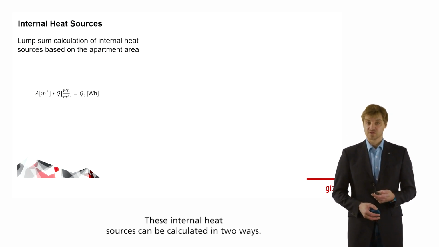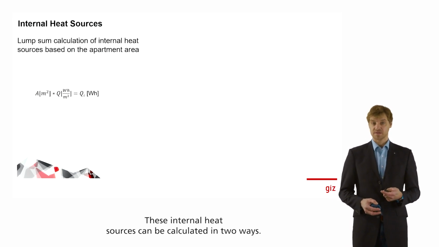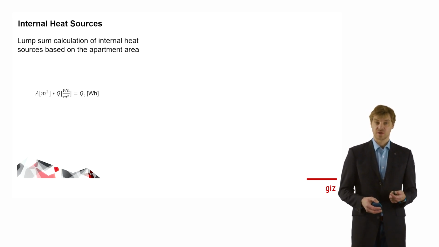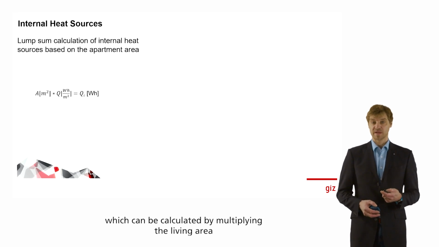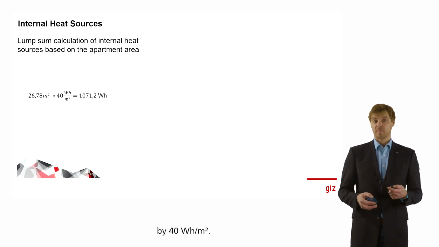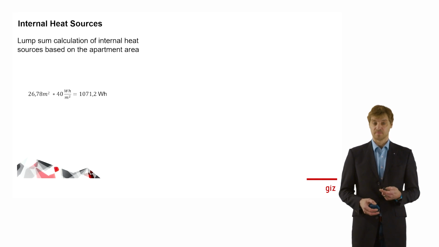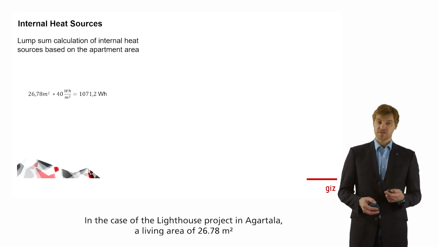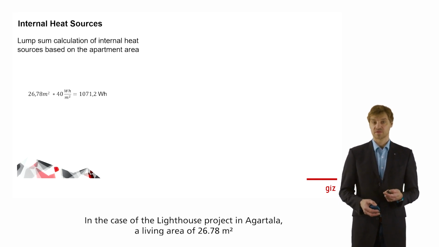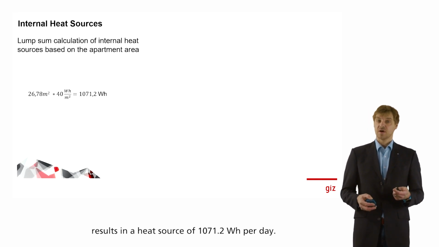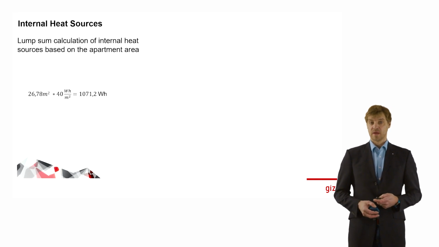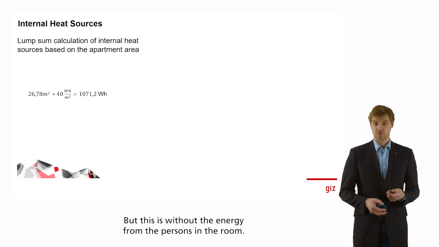These internal heat sources can be calculated in two ways. The first way is to use an average internal heat source, which can be calculated by multiplying the living area by 40 watt per square meter. In the case of the lighthouse project in AGARTALA, a living area of 26.78 square meters results in a heat source of 1072.2 watt hours per day. But this is without the energy from persons in the room.